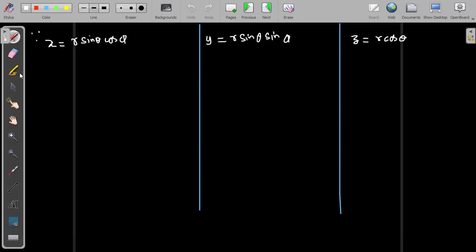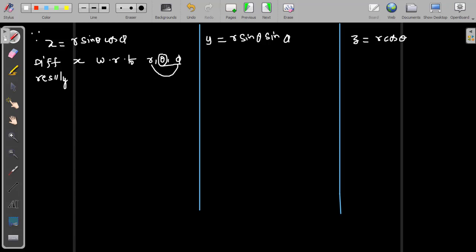So here we will proceed for partial differentiation. Differentiating x with respect to r, theta, phi respectively. When you differentiate partially with respect to r, suppose theta and phi are constants. Again, if you differentiate partially with respect to theta, suppose r and phi are constants.